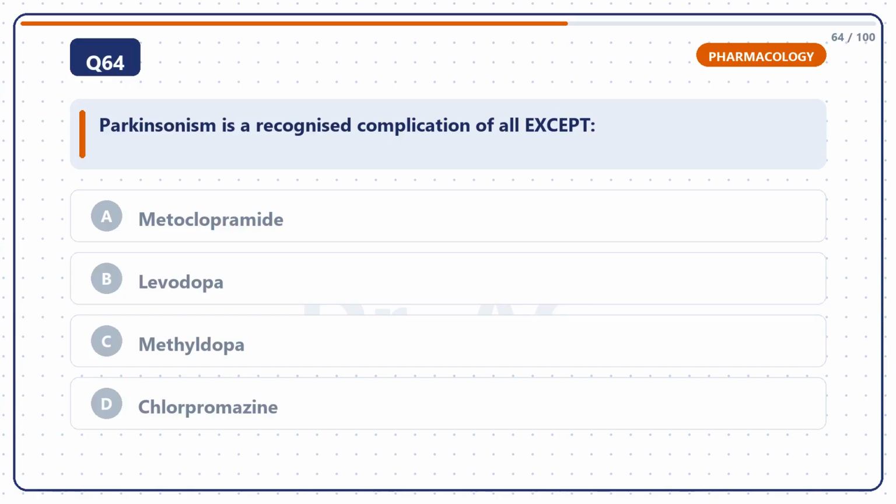Question 64. Parkinsonism is a recognized complication of all except option A. Metoclopramide. Option B. Levodopa. Option C. Methyldopa. Option D. Chlorpromazine.